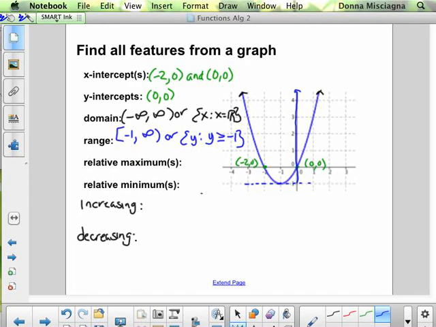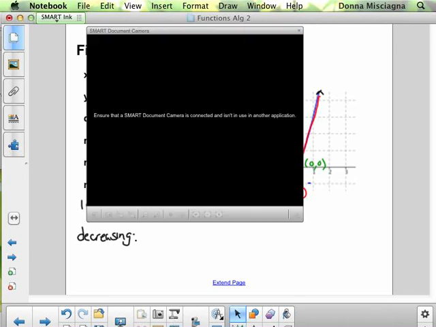We have no relative maximums, but we have a relative minimum right there at -1, -1. And that's where we change from, first we start off and we are decreasing, and then at -1, we start to increase. So the graph is decreasing. Oh, I have increasing first. Increasing from, sorry.